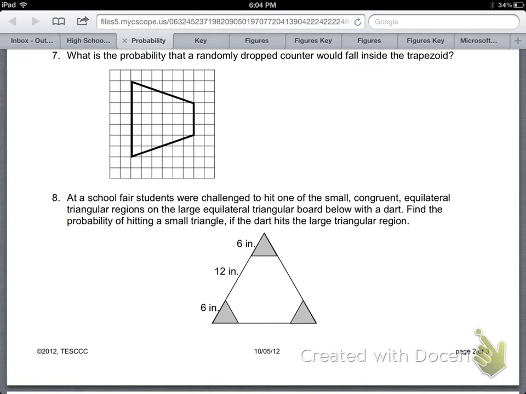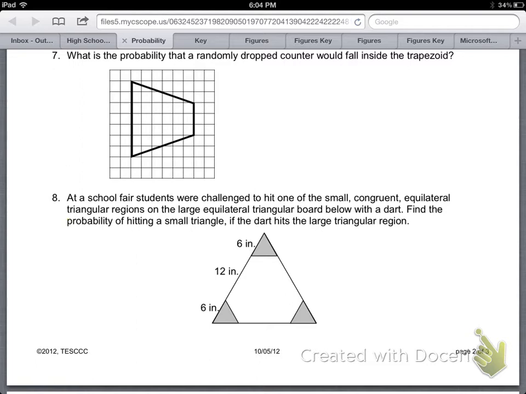Number 7. What is the probability that a randomly dropped counter lands inside the trapezoid? They use counter because it means it's not going to bounce. It will just fall straight to the ground and stay there. So what's the probability that it would fall inside the trapezoid if you just dropped it?